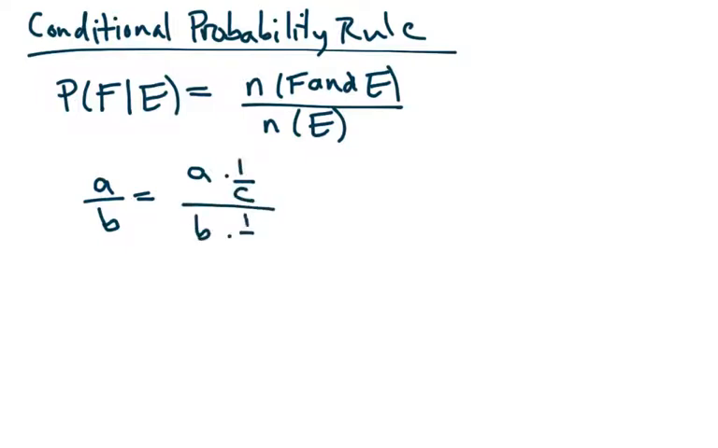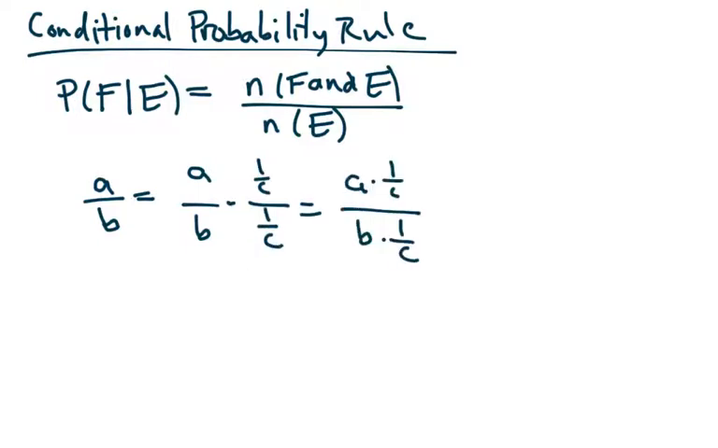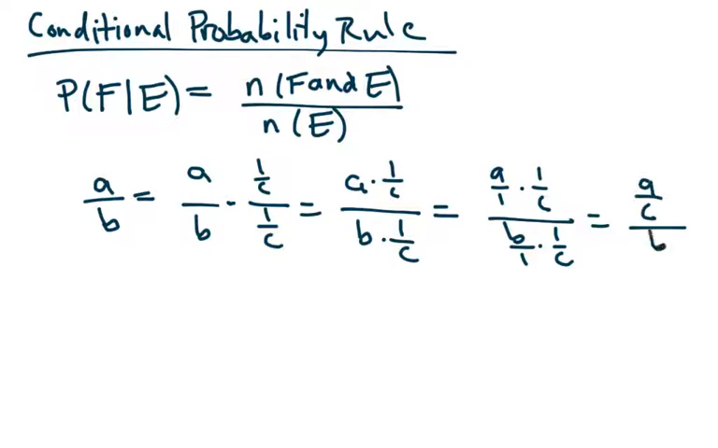Because 1 over c over 1 over c is equal to 1 for any non-zero number c, we get a being a over 1, and b being the same as b over 1. This is just a over c over b over c. It's that a over b is the same as a over c over b over c.